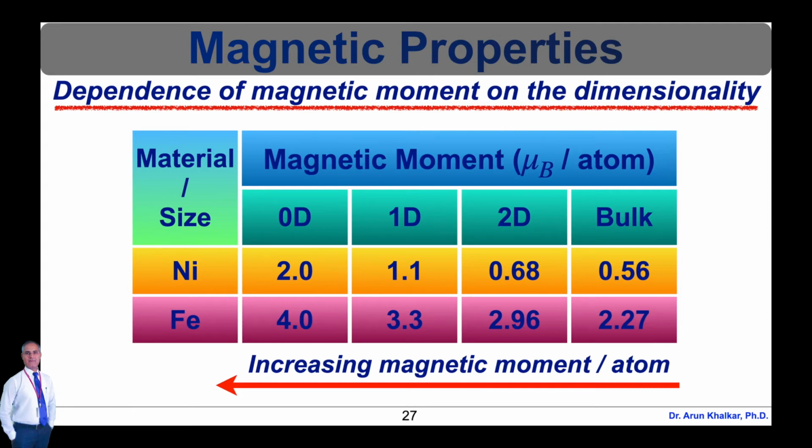Iron can have a maximum possible magnetic moment of 6 μB per atom, that is 3 μB orbital plus 3 μB spin. This implies that in 0 dimensions, nanocrystals, very little of the orbital magnetic moment is quenched.